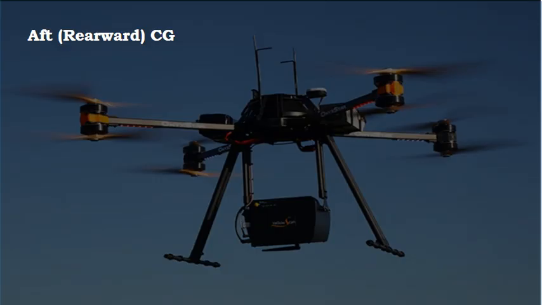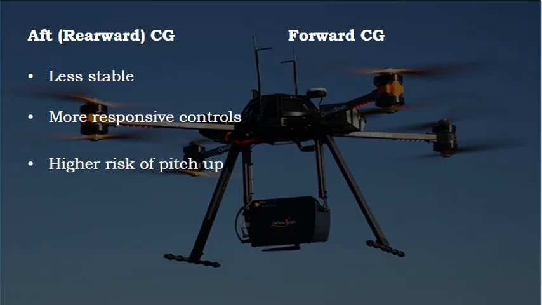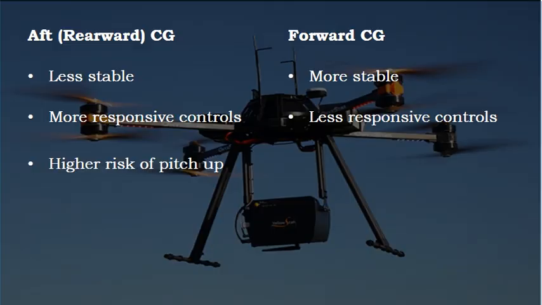The effects of an aft, or rearward, center of gravity are less stable flight operations, more responsive controls, and higher risk of uncontrolled pitch up. Pitch up is the backward tilting movement of a drone's nose. The effects of a forward center of gravity are more stable flight operations, less responsive control of the drone, and it requires more lift, which reduces flight endurance.